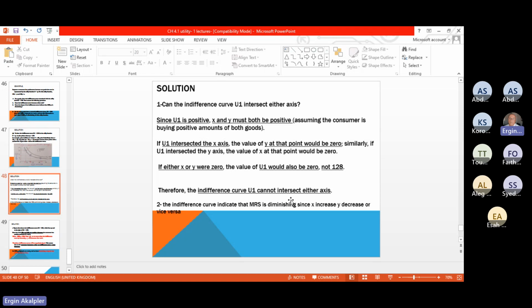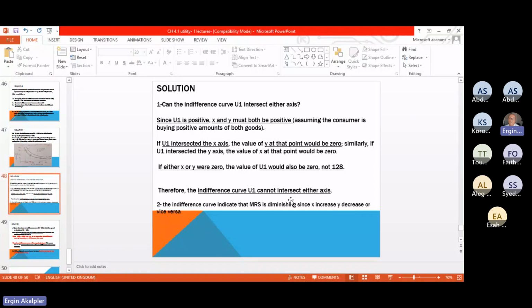If u1 intersected the x-axis, the value of y at that point would be 0. Similarly, if u1 intersected the y-axis, the value of x at that point would again be 0. If either x or y were 0, the value of u1 would also be 0, not 128.